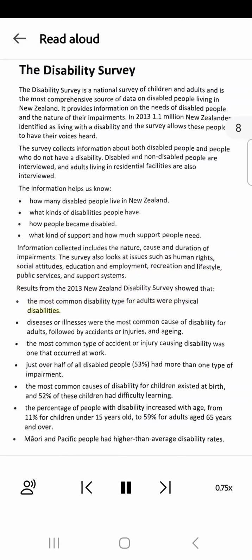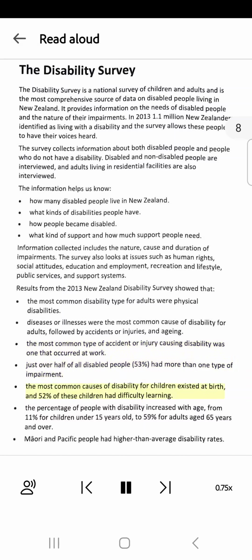Results from the 2013 New Zealand Disability Survey showed that the most common disability type for adults were physical disabilities. Diseases or illnesses were the most common cause of disability for adults, followed by accidents or injuries, and aging. The most common type of accident or injury causing disability was one that occurred at work. Just over half of all disabled people, 53%, had more than one type of impairment.